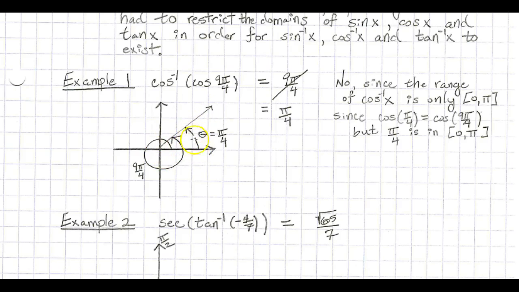So in other words, its cosine, sine, etc. will all be the same. So the coterminal angle between 0 and pi of 9 pi over 4 is pi over 4. So cosine inverse of the cosine of 9 pi over 4 is really pi over 4, since the cosine of pi over 4 is the same as the cosine of 9 pi over 4. Pi over 4 is in the proper restriction of the domain, however.